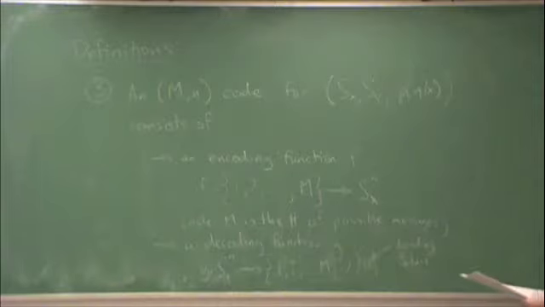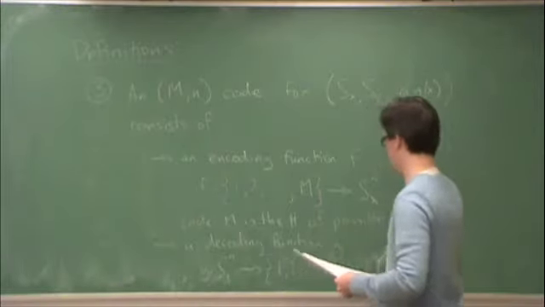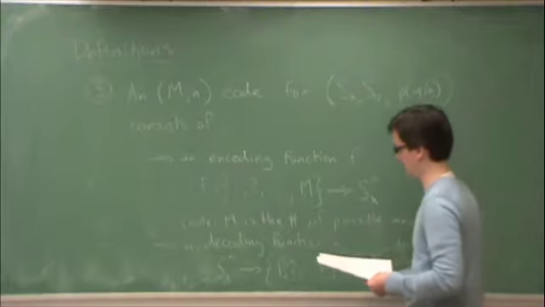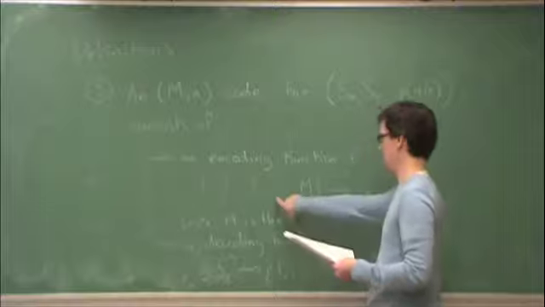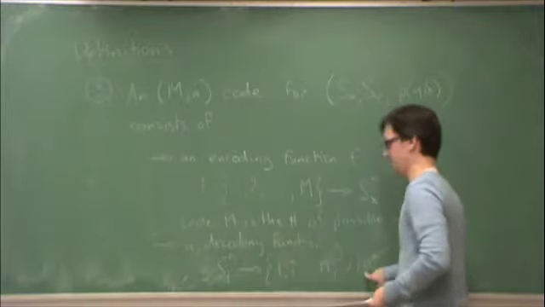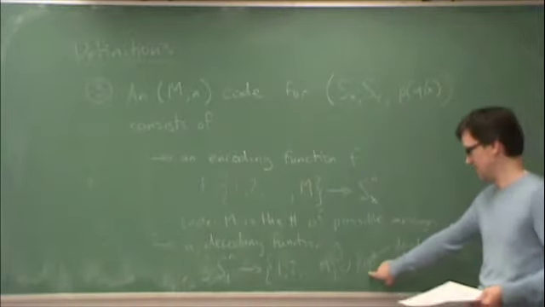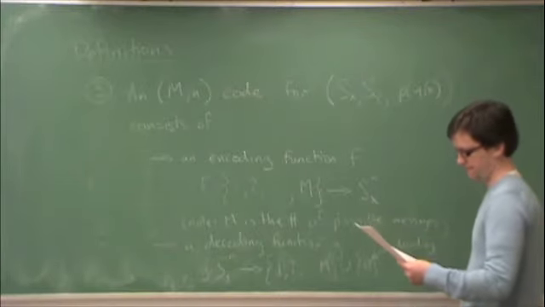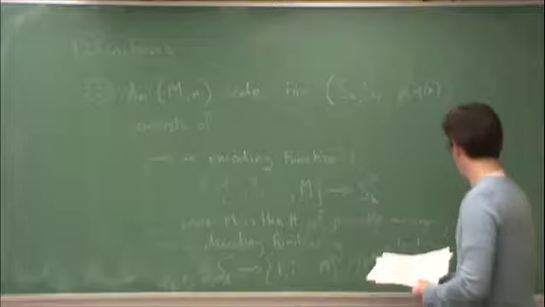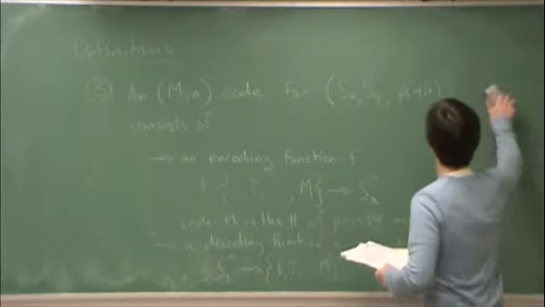So in other words, the decoder has the option to give up. The decoder can map from Sy to a valid message, or it can map it to something that's not in the message set, as 0, which is equivalent to the decoder giving up.